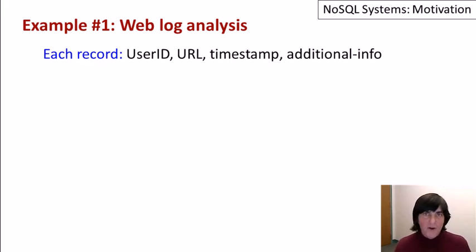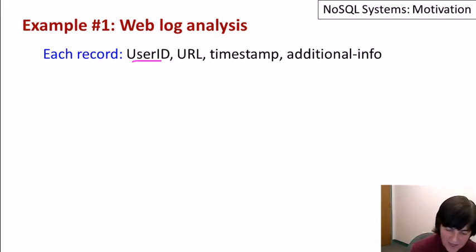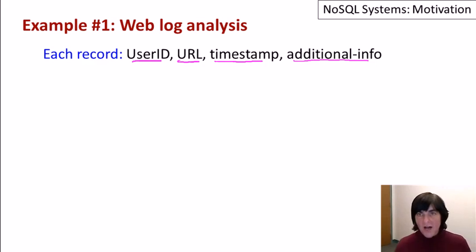Let's assume that when a weblog is written, there's a set of records for each access, and that record is going to report that a particular user with a given user ID accessed a particular URL at a particular time, and then we might have some additional information associated with that access, maybe something about the user, or whether it was converted into a purchase, or where the user went next, all kinds of possible things we might want to include in there, and actually that additional info might change over time.